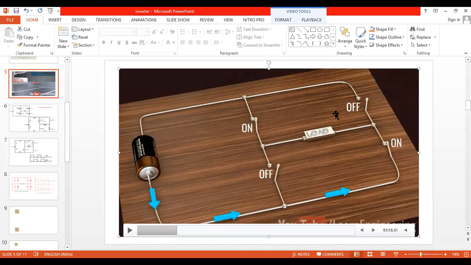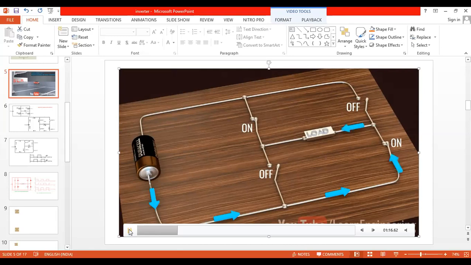AC supply will be given to the induction motor, and I will rotate the induction motor directly. But the question is, induction motor speed should be controlled with variable frequency. So remember my word, variable frequency is the word used in the industries. So the variable frequency concept we are using to control the speed of the motor.